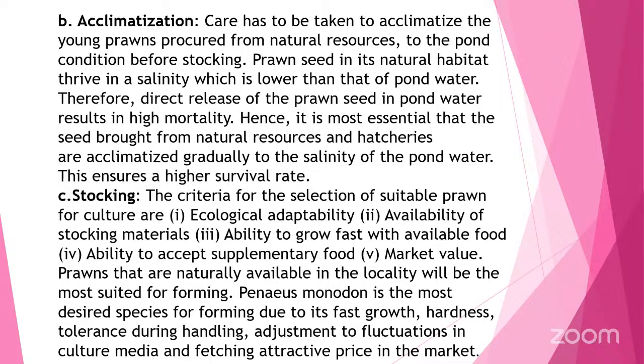Penaeus monodon is the most desired species for farming due to its fast growth, hardiness, tolerance during handling, adjustment to fluctuations in culture media, and fetching attractive price in the market.